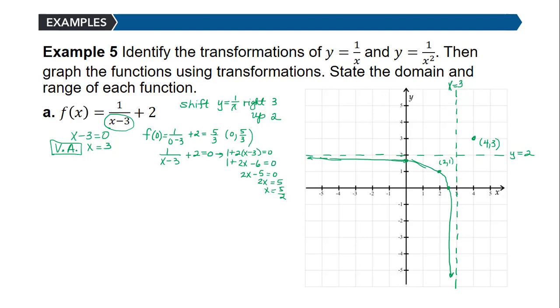And then on the other side of this vertical line x equals 3, we're going to go up to positive infinity, and then we're going to come down through this point (4, 3), and then approach the line y equals 2.